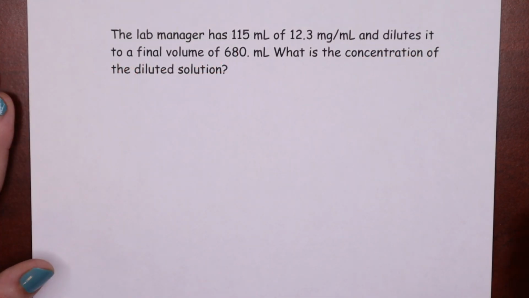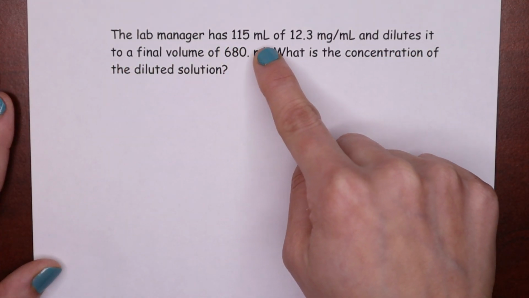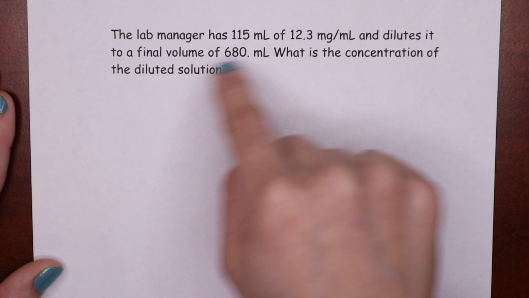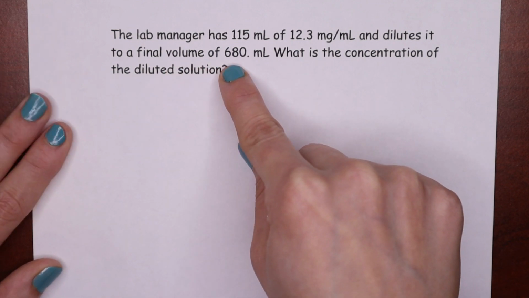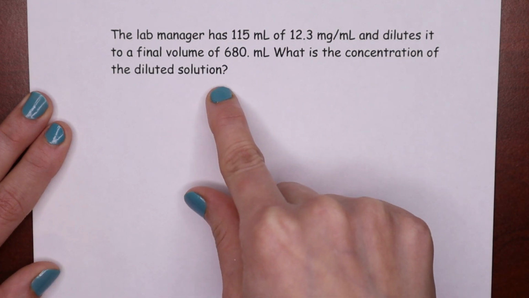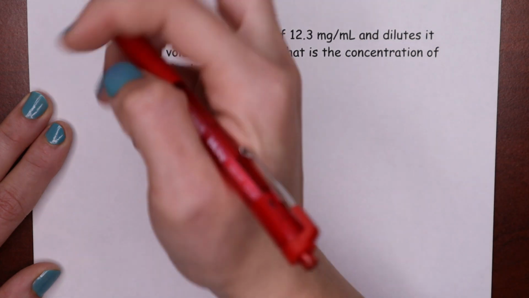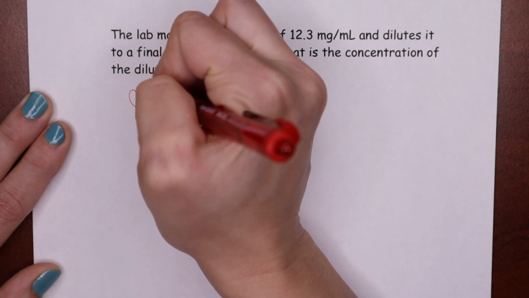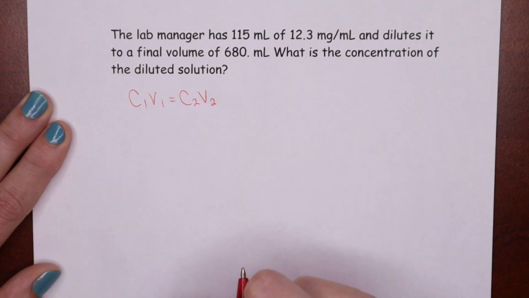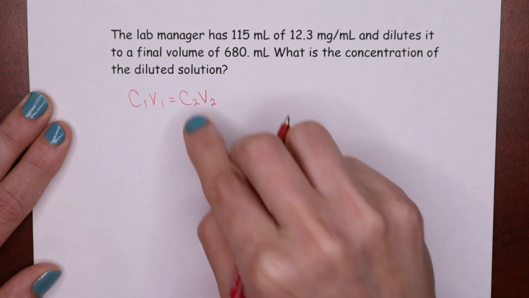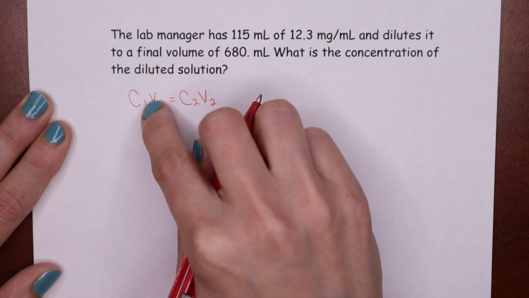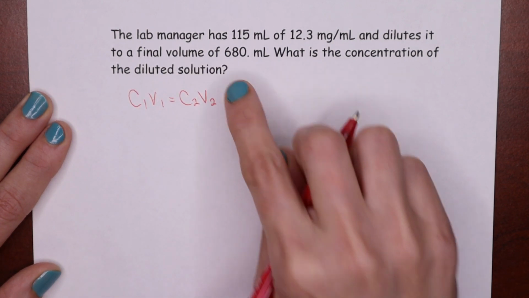The following question says, the lab manager has 150 milliliters of a 12.3 milligrams per milliliter solution and dilutes it to a final volume of 680 milliliters. What is the concentration of the diluted solution? So every time that we have dilution taking place, you're going to be using this equation: C1V1 equals C2V2. The C stands for concentration and the V stands for volume. On the left side right here, the C1V1 is going to be before the dilution, and the C2V2 is going to be after the dilution.